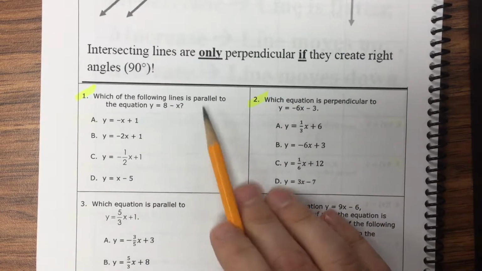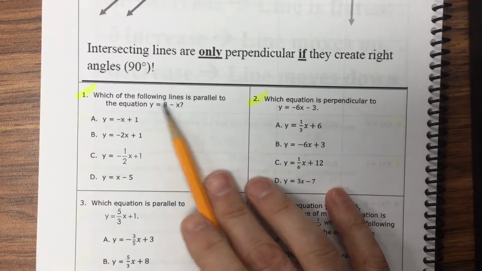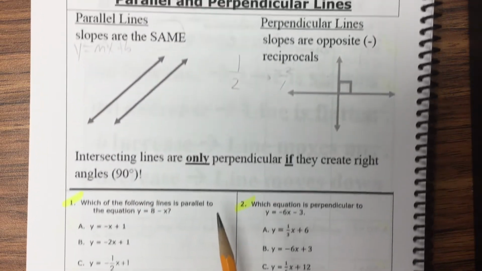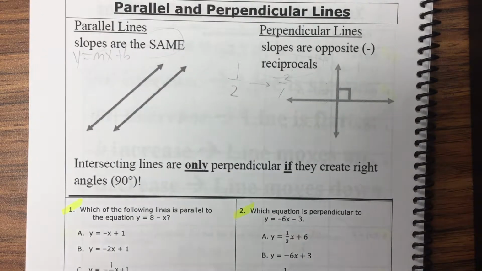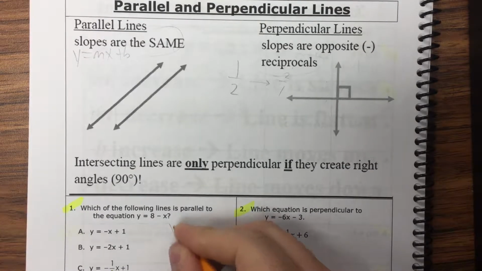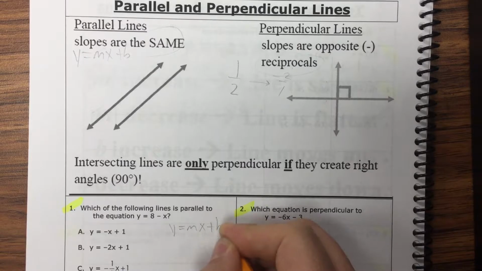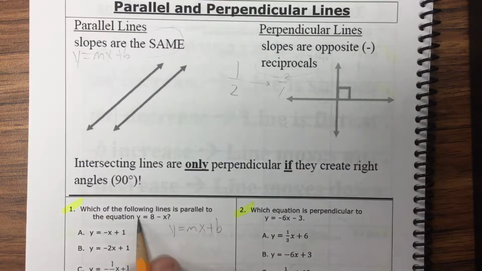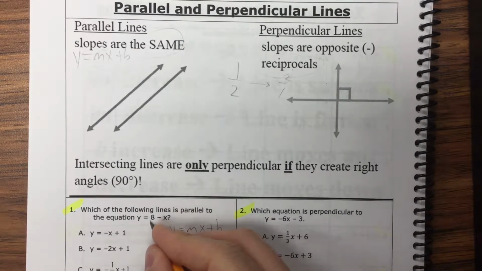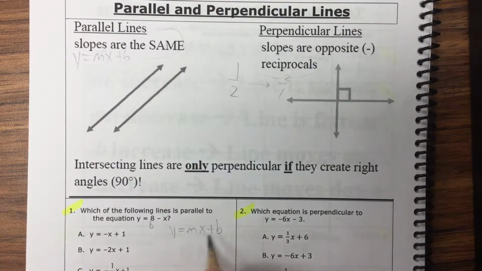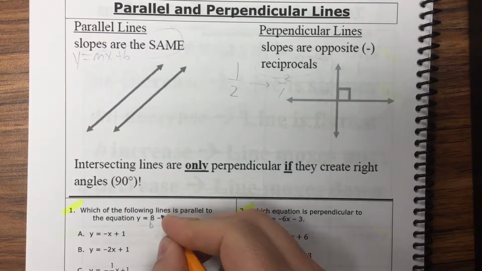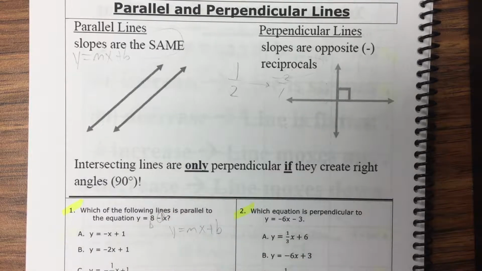Which of the following lines is parallel to the equation y equals 8 minus x? Okay? Well, we are in y equals mx plus b form for the most part. Okay, here's my y's by itself. This is my b. They're switched. What is my m? Negative 1. Okay, so we're looking for a slope of negative 1.